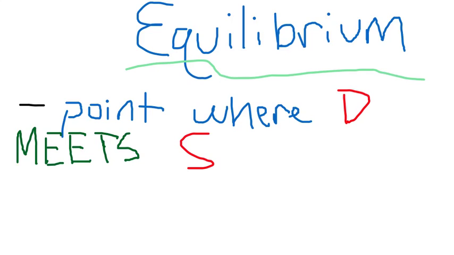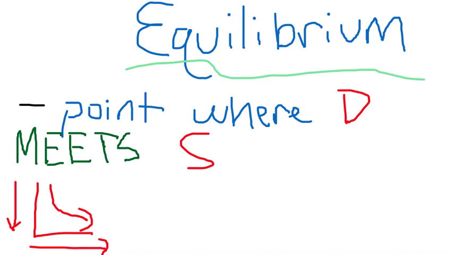So first we should probably look at what equilibrium is, like the definition. It's basically the point where the demand curve meets the supply curve. I don't remember if you know what a demand and supply curve look like, but basically a demand curve goes downward and to the right because as prices get lower, people want to buy more because they could save their money, and that's just the law of demand.